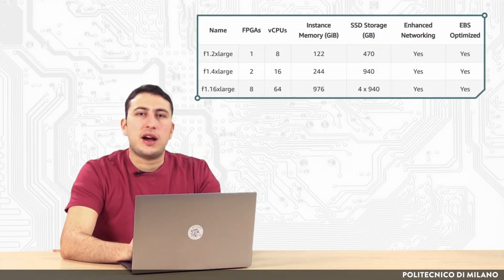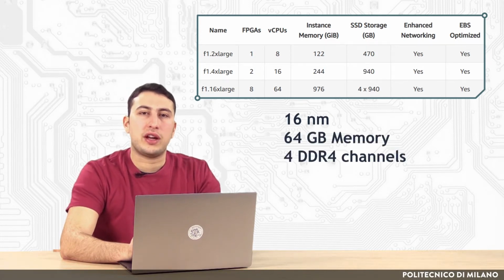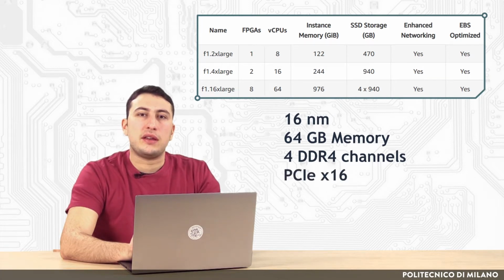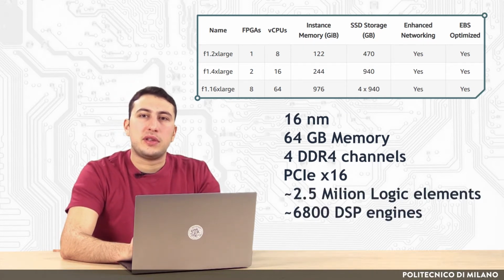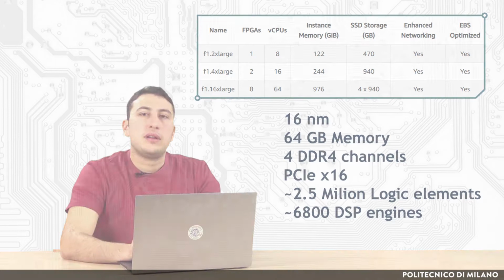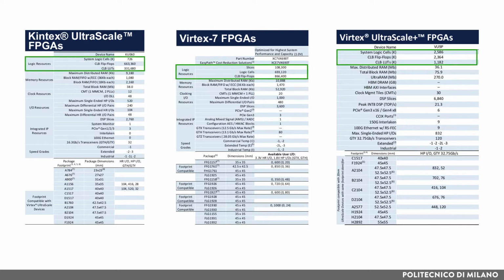The F1 instances are equipped with Xilinx UltraScale+ VU9P FPGAs, fabricated using 16 nanometer technology, 64 GB of memory and 4 DDR4 channels, a x16 PCI Express interface with the processor, approximately 2.5 million logic elements and 6800 DSP engines. These devices are bigger than the previous ones we used. Here there is a comparison among the three different FPGAs. Look at the number of logic cells, flip-flops and LUTs among these three devices. The VU9P is very huge.